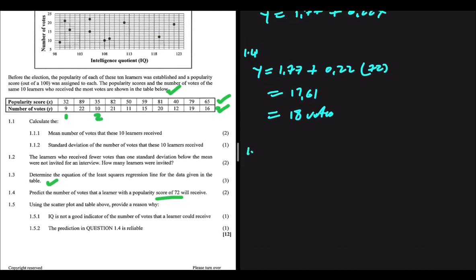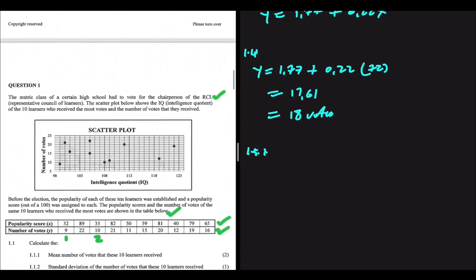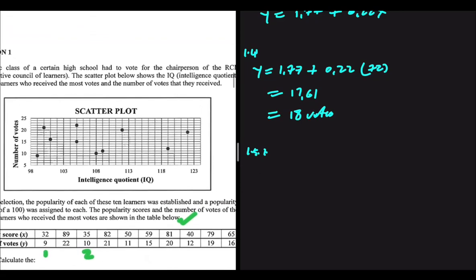Right, let's go ahead and do 1.5.1. Use the scatter plot and the table above and provide a reason why IQ is not a good indicator for the number of votes that a learner could receive. As you can see from the scatter plot here, there's no correlation between IQ and the number of votes.